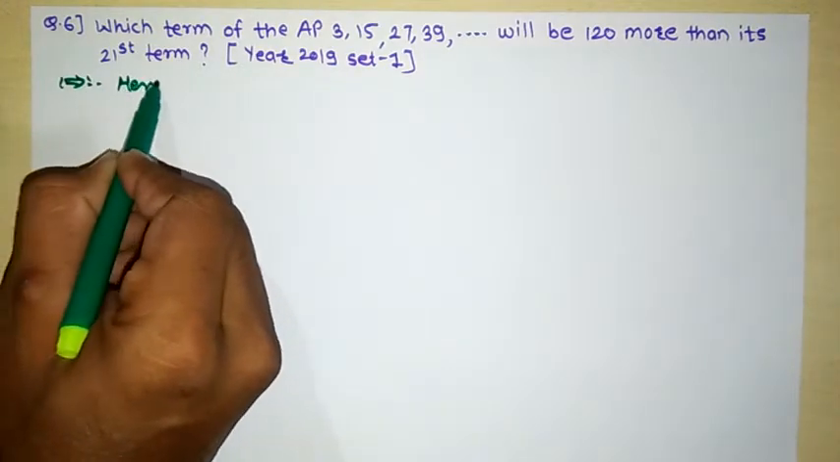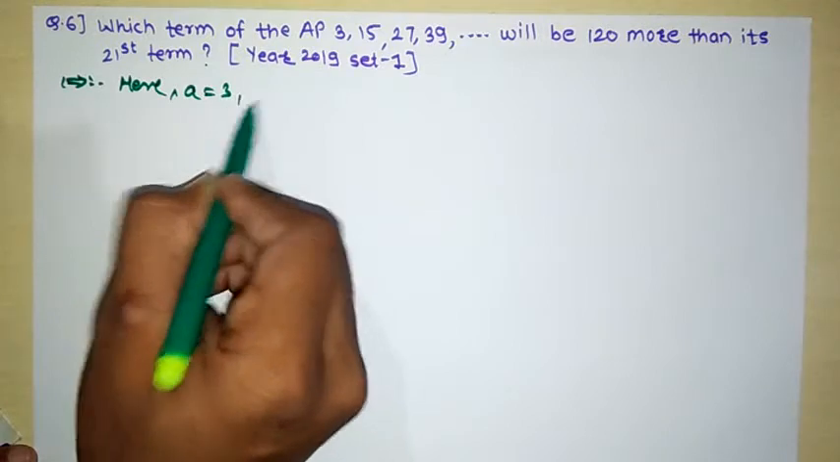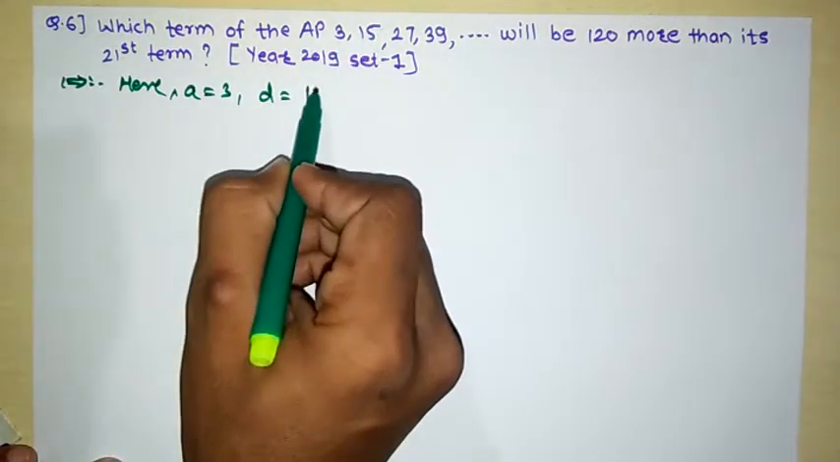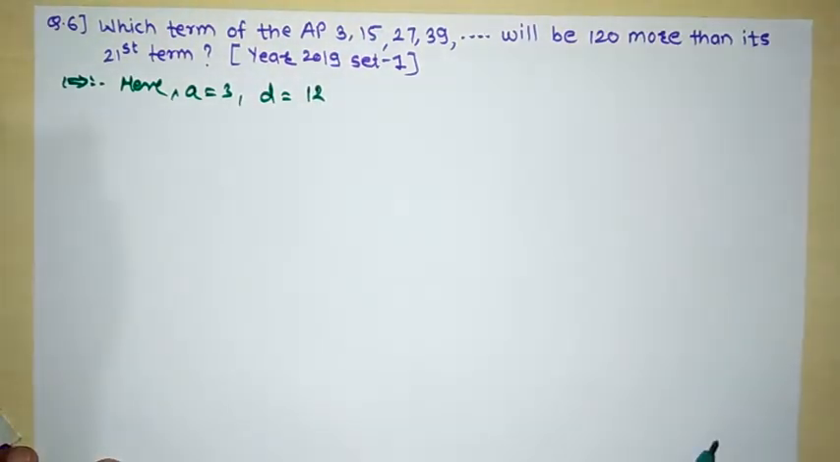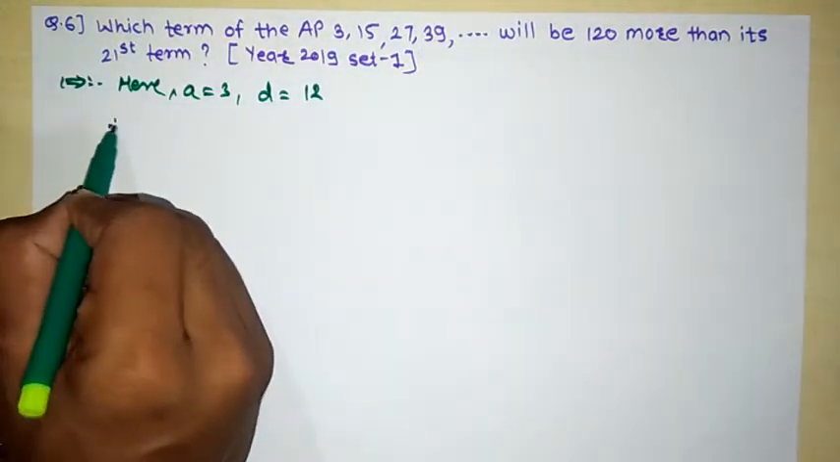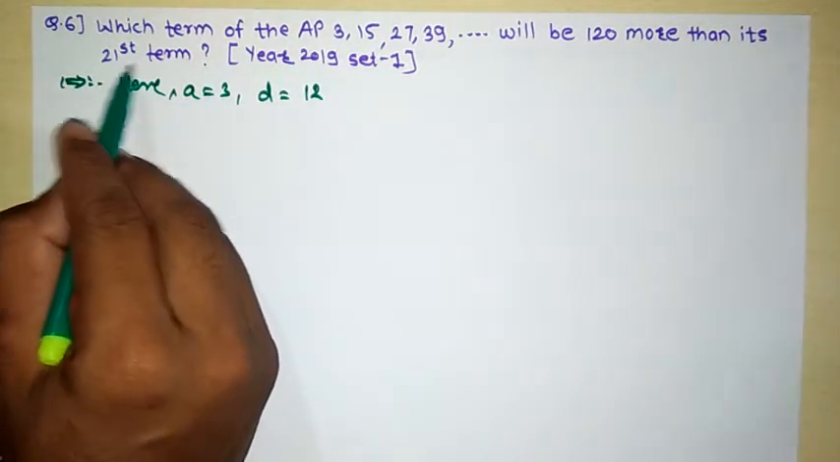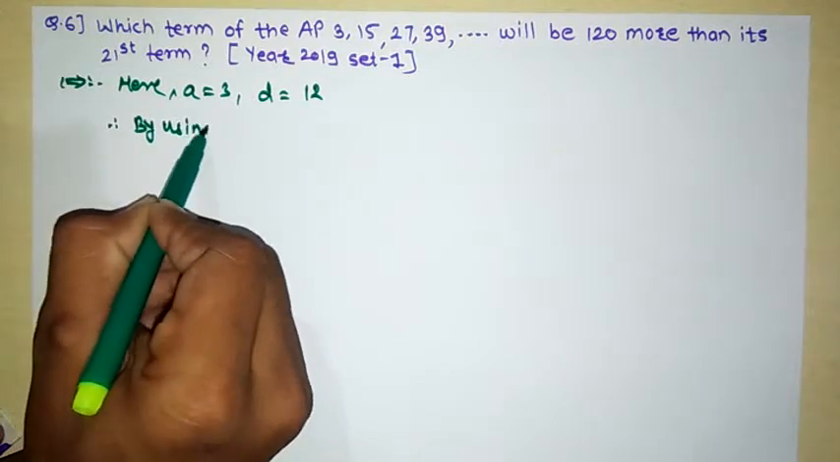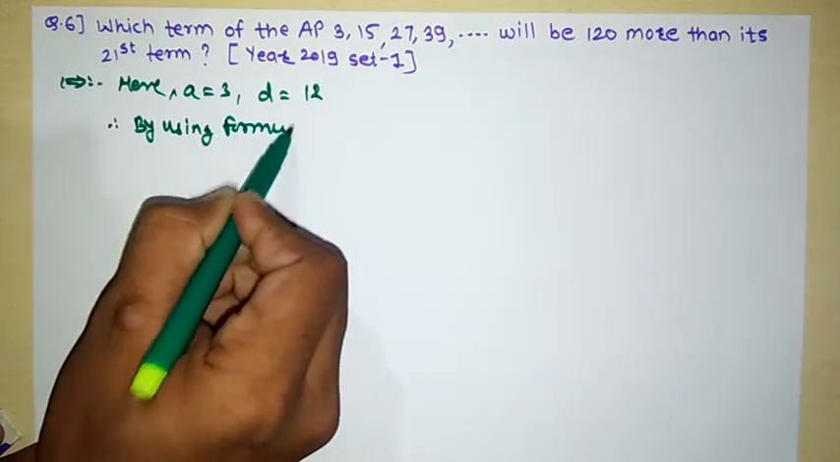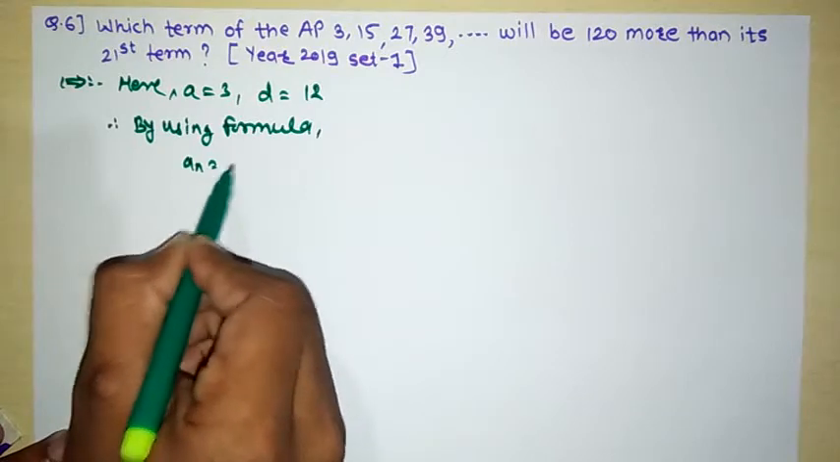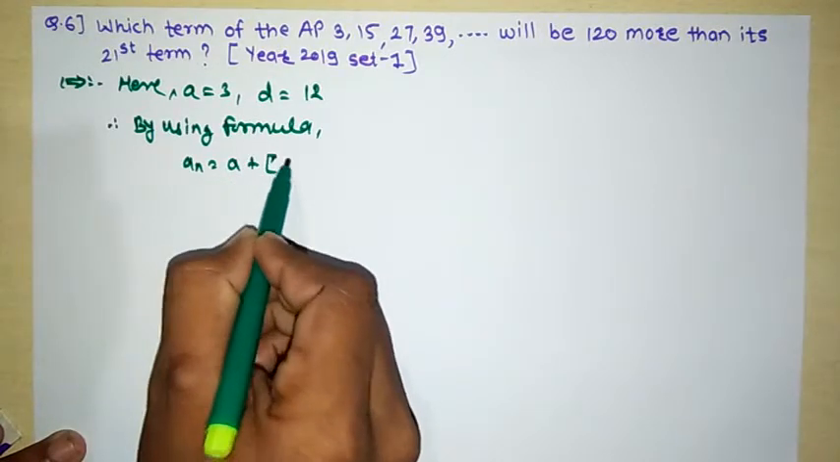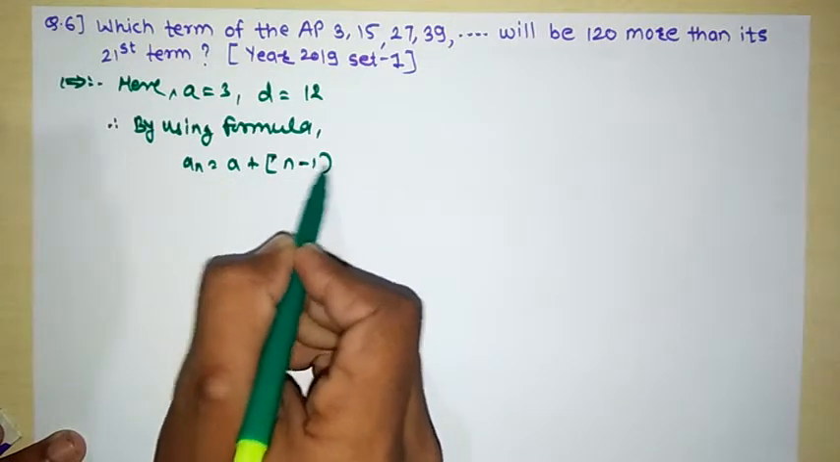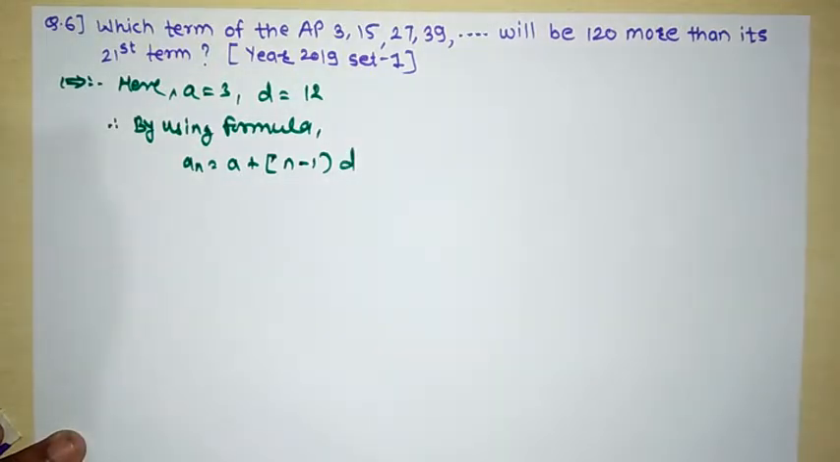Here what is given? Here a is equal to 3 is given. d is equal to how much? 15 minus 3 is equal to 12. Directly I will write, we have to do it. Therefore first we have to find its 21st term. Therefore by using the formula an is equal to a plus n minus 1 into d. We have to use this formula.